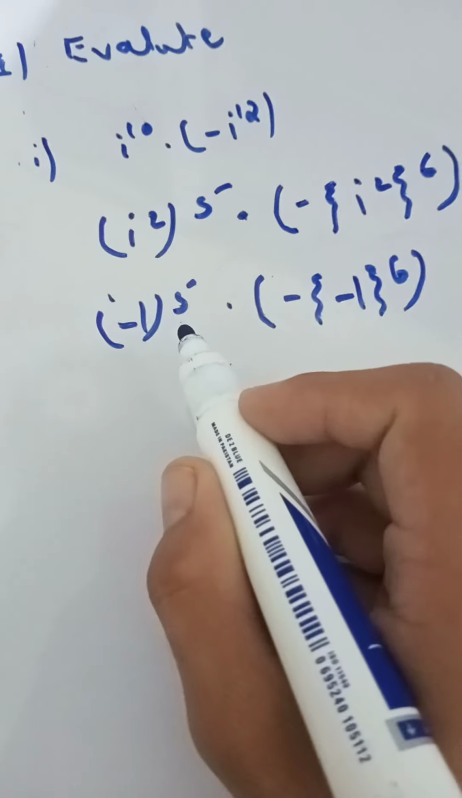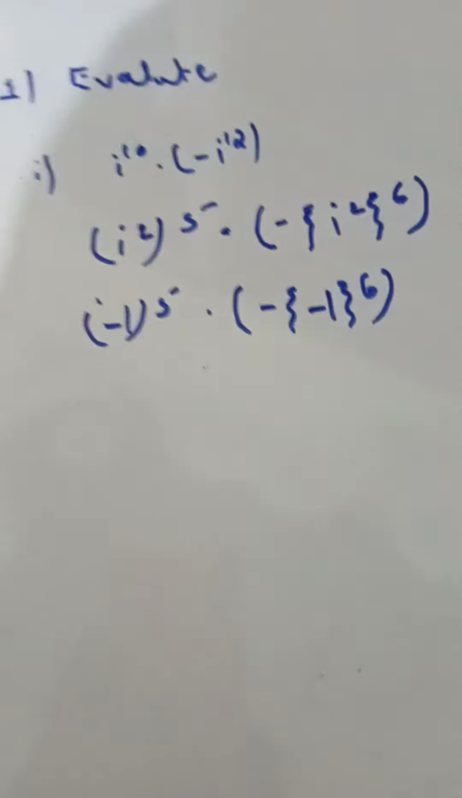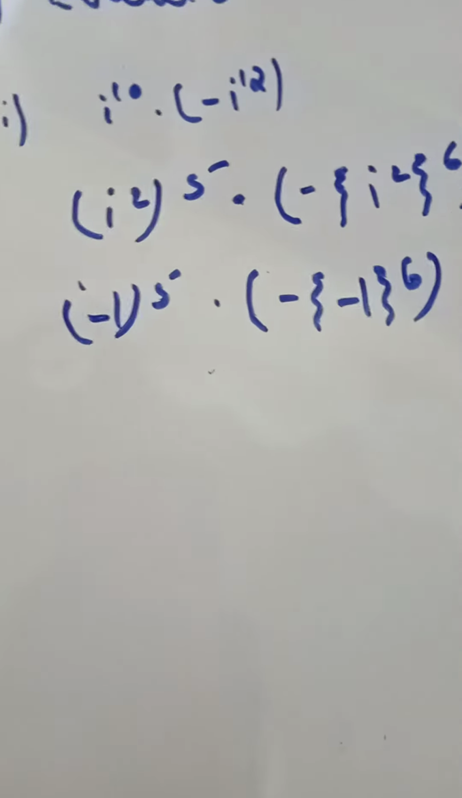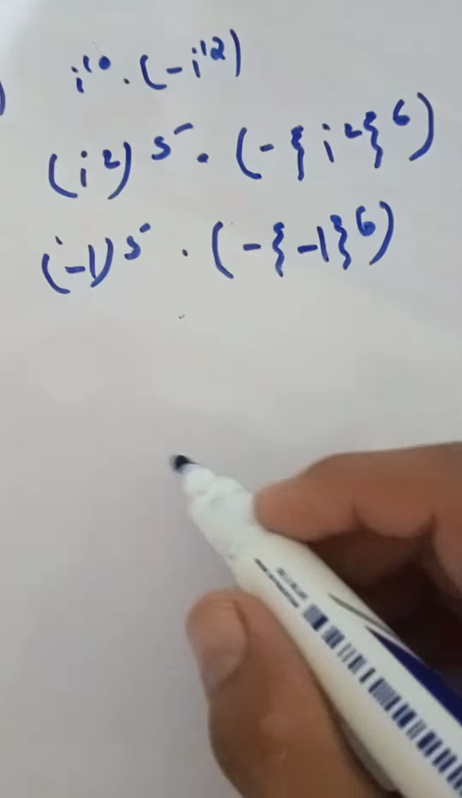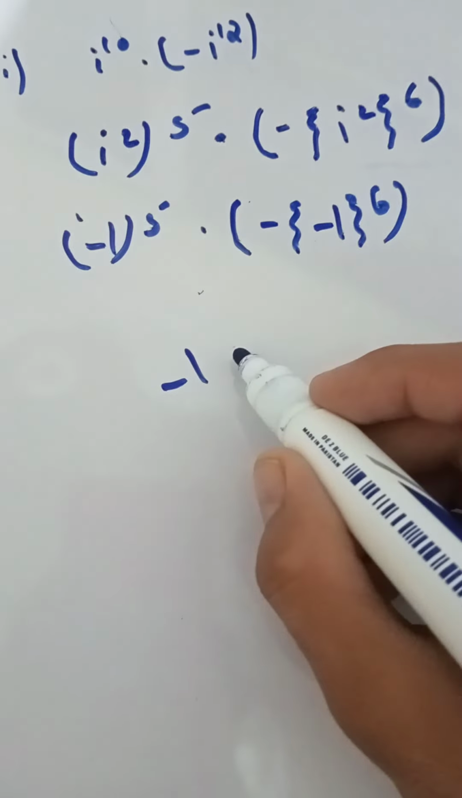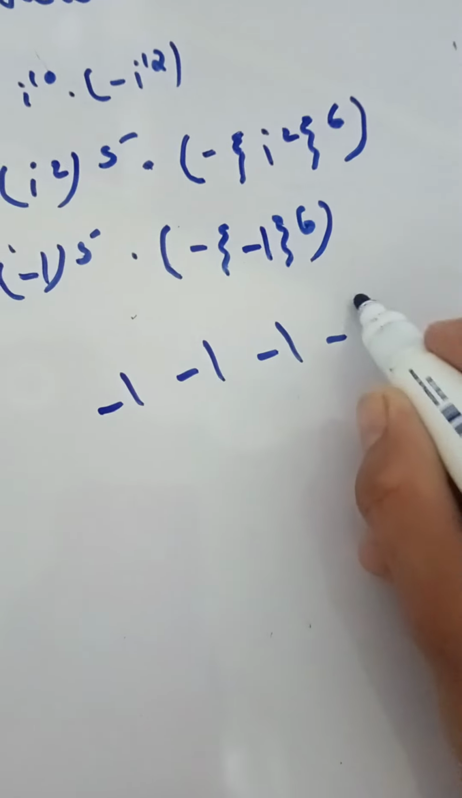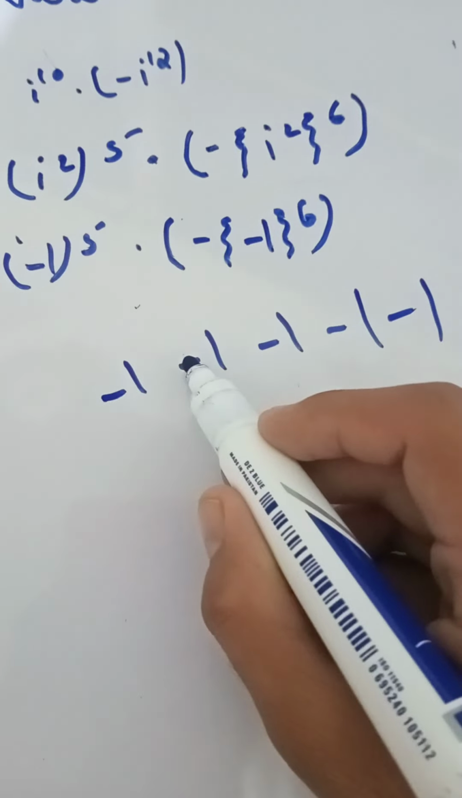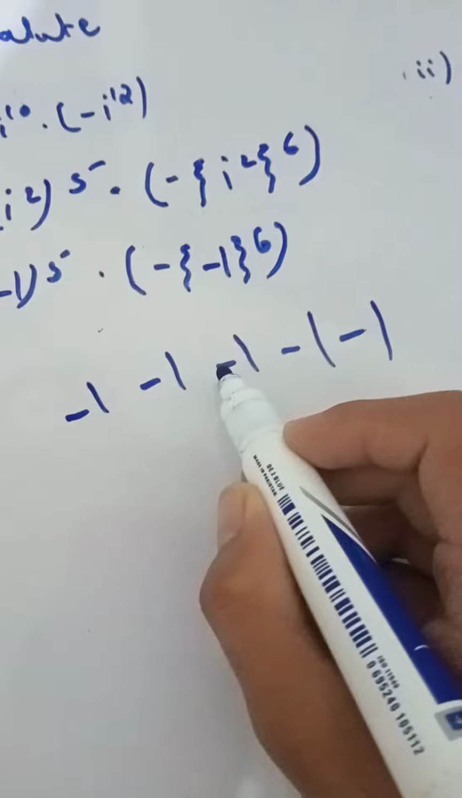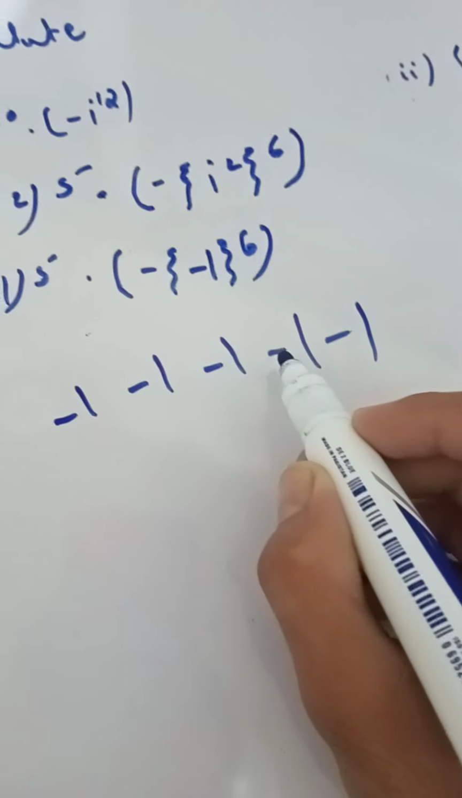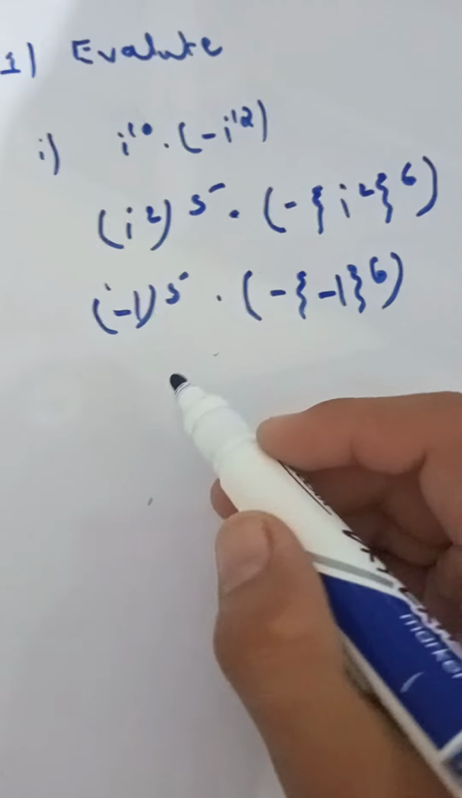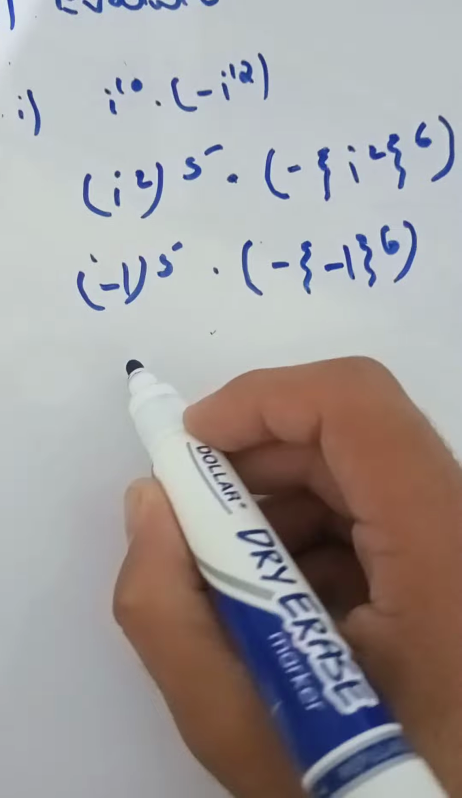Remember one thing: if the power is an odd number, the minus will never cancel. If the power is an even number, it will be cancelled. It is like this: minus 1 minus 1 minus 1 minus 1 minus 1. All are multiplying: minus minus plus, plus minus minus, minus minus plus, plus minus minus, so it's an odd number, that's why this will turn into minus 1.